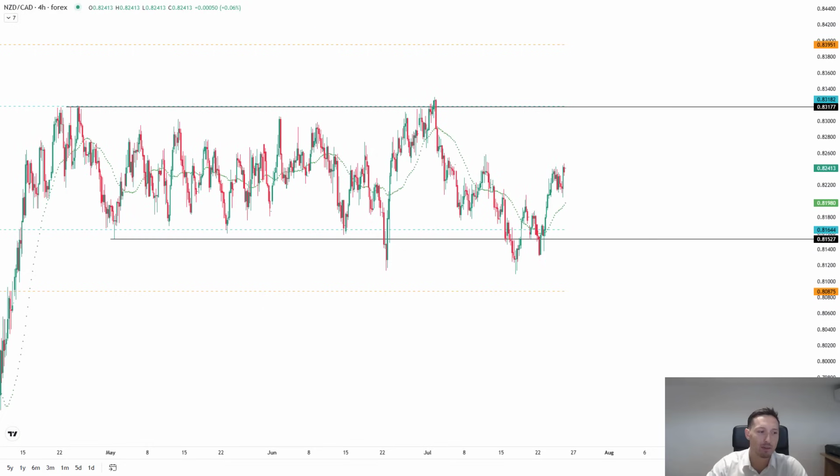Now look at New Zealand CAD, because New Zealand CAD is clearly in a well-defined range, right? Here's the previous high where we tested it and we sold off. And this is the low. So between the first high here and this first low, we've attempted to break out and we failed. We've attempted to break out and we failed. We attempted to break out and we failed. Now coming into this week, I can only be short or do nothing. Buying this market is not an option for me.